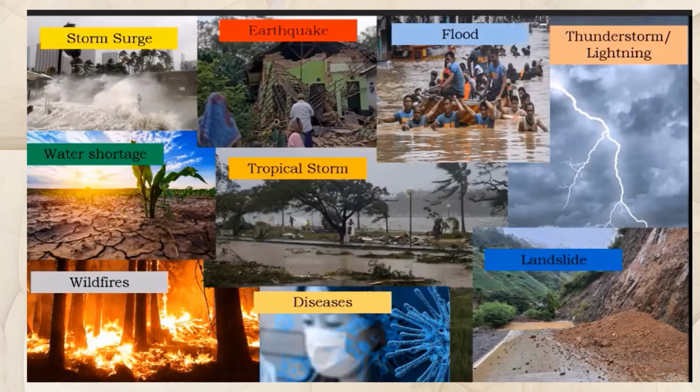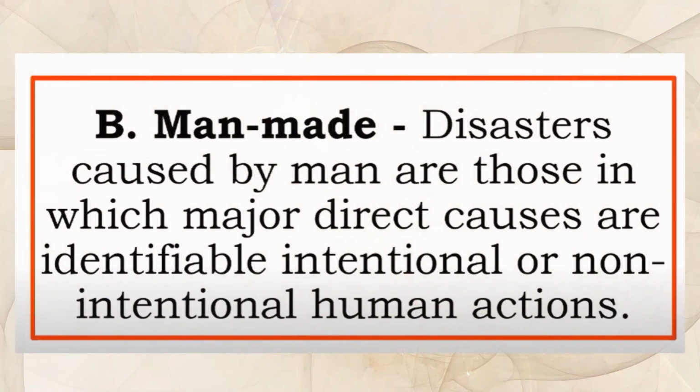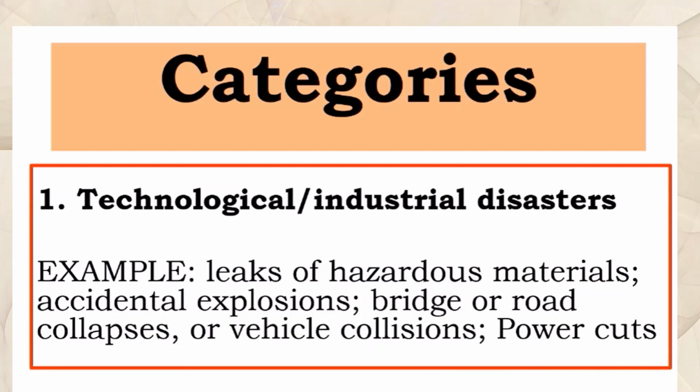We also have man-made disaster. This is a disaster caused by man, in which major direct causes are identifiable, intentional or non-intentional human actions. We have different categories under man-made. First one is the technological or industrial disasters. Examples are the leaks of hazardous materials, accidental explosions, bridge or road collapses, vehicle collisions, and power cuts.